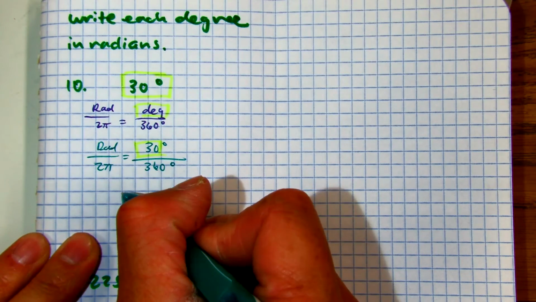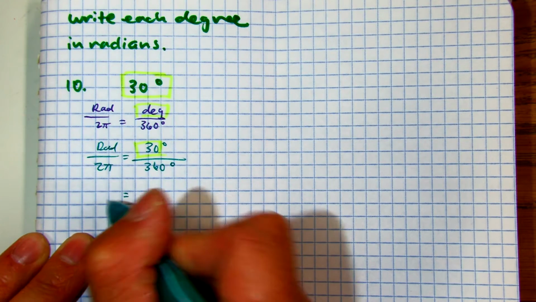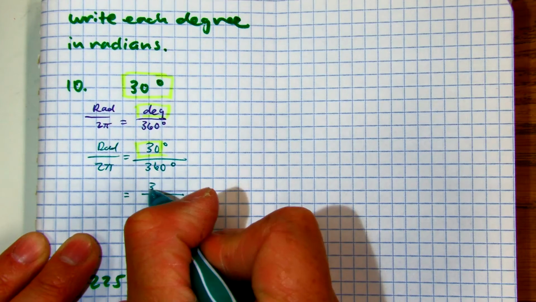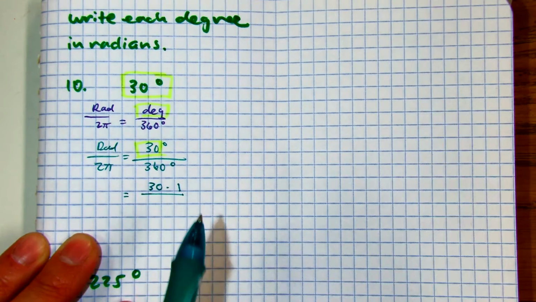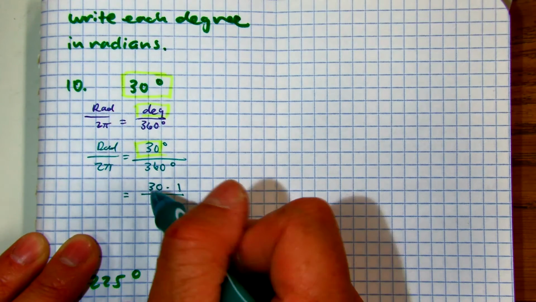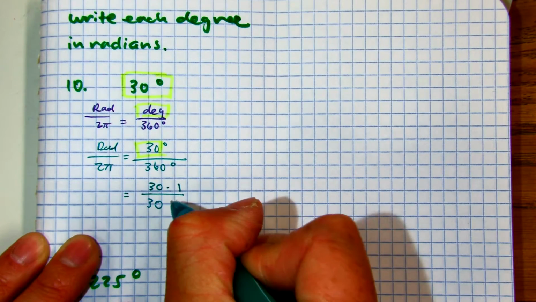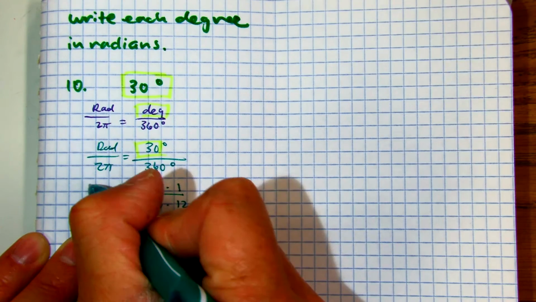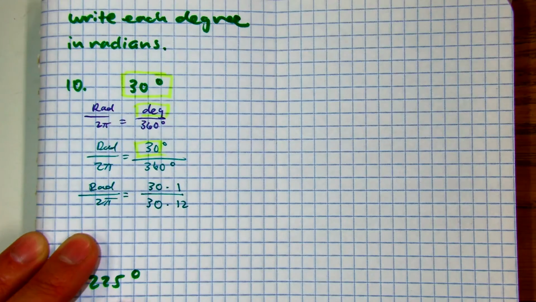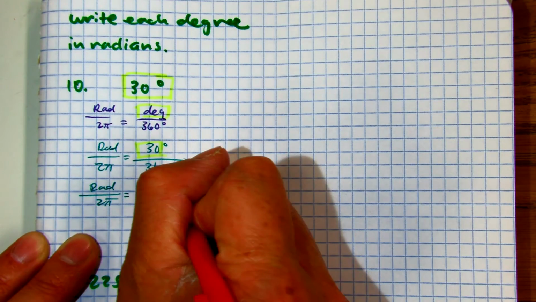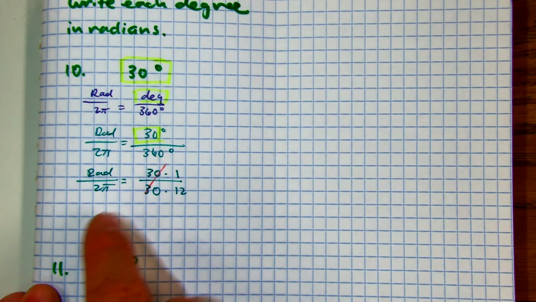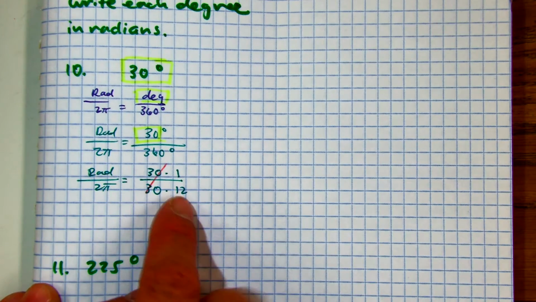Here we're going to reduce our fraction. You could cross multiply at this time, but I like to reduce at this time. I have 30 times 1. Here's your hint. How many times does 30 go into 360? I did this so that you can see when I simplify a fraction, you're just canceling. I'm left with radians over 2 pi equals 1 over 12.